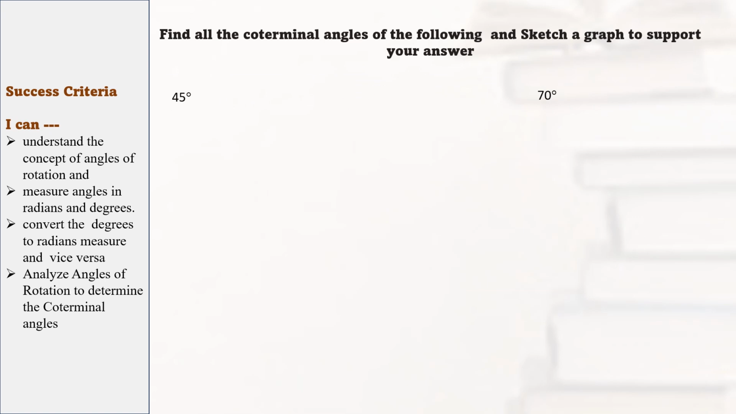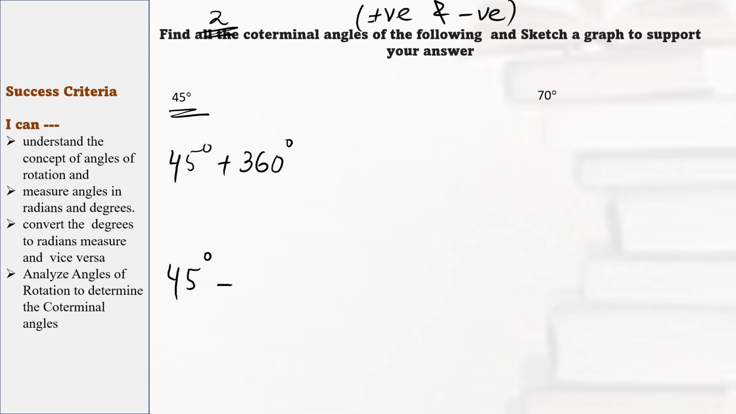Let's try to solve some actual questions. 45 degrees. Find two coterminal angles, one positive and one negative. Okay, so what do you do? You just write the 45 degrees. One time you write plus 360 degrees and one time you write the angle and subtract 360 degrees. So that's all. If you write 45 plus 360, you will get 405 degrees.